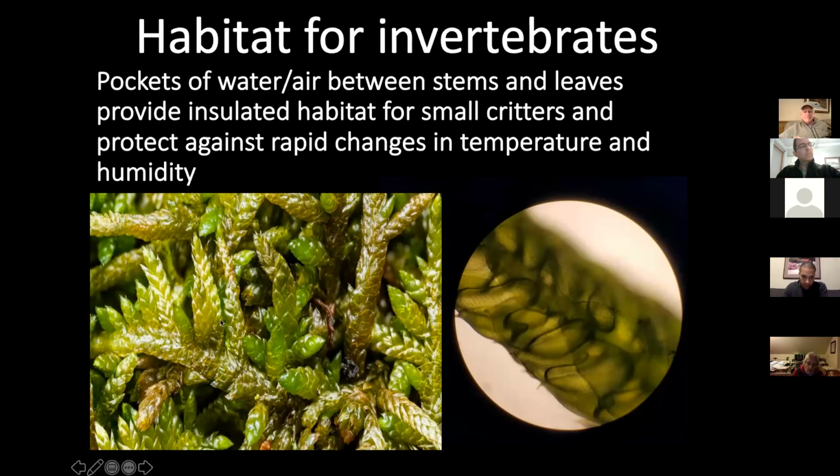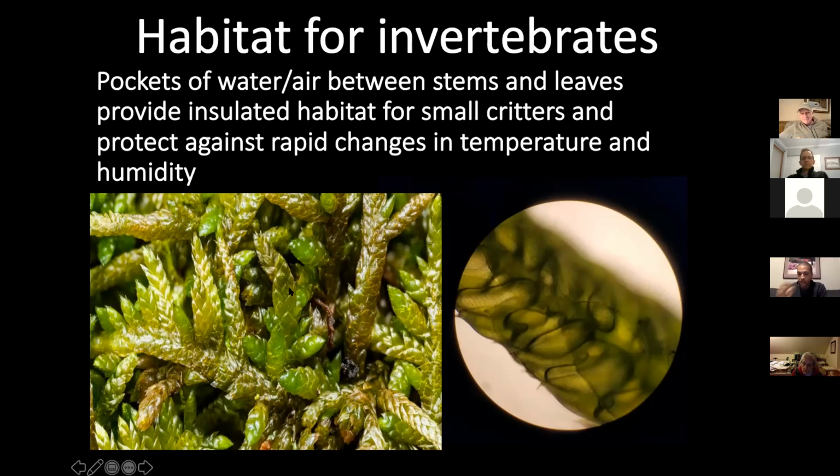So if this larger picture is this moss called Entodon. It has these leaves in kind of like overlapping layers going up the stem. And if you take a little snippet of that and put it under a microscope, you'll see that along the stem, underneath the leaves, are these little pockets of water. And sometimes you'll find little things swimming in those tiny pockets.